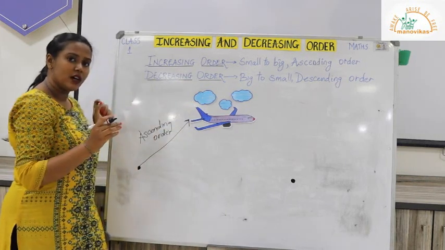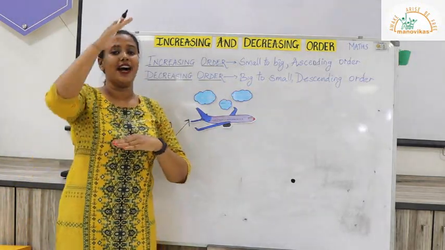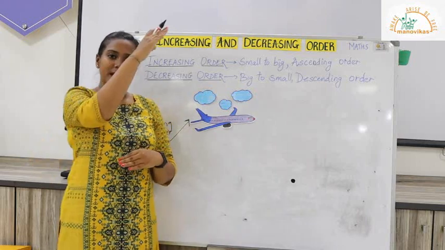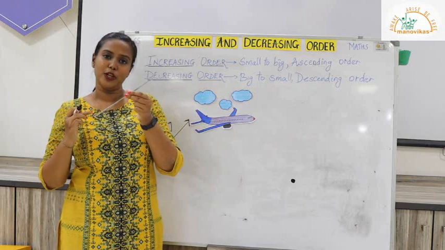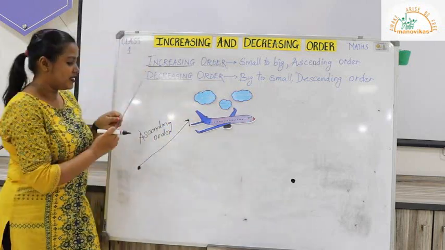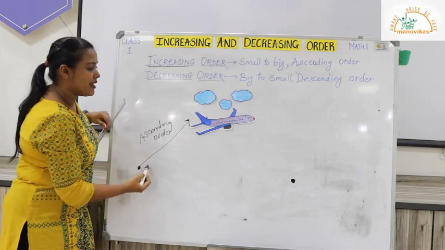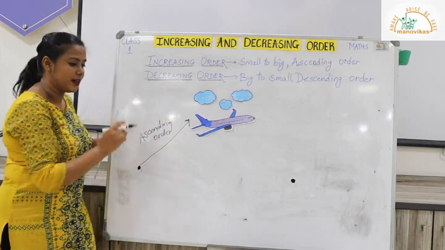So ascending order is nothing but when you move from a lower level to a higher level, or when you move from a smaller number to a bigger number. So ascending order will be this direction, from small to big. As you can see here, the plane has moved from a lower level to a higher level. So as the plane takes off, it is called the ascending order.